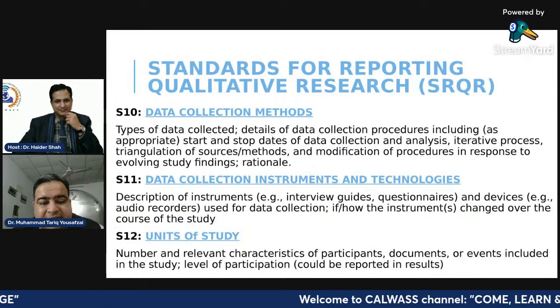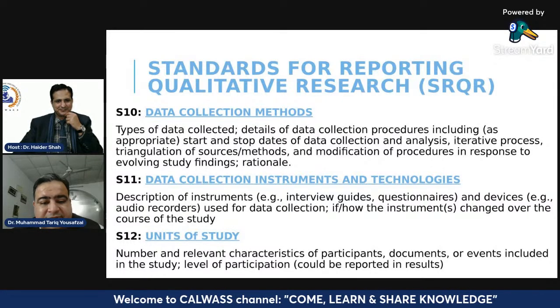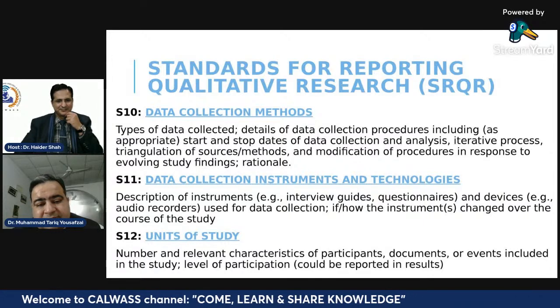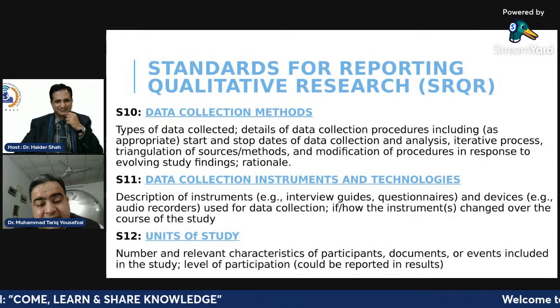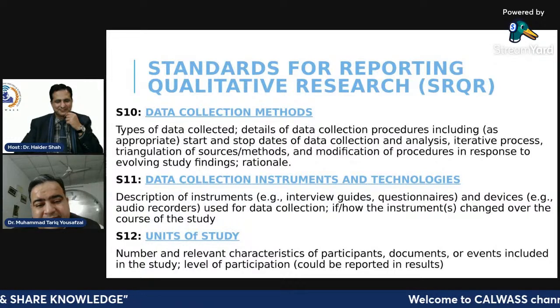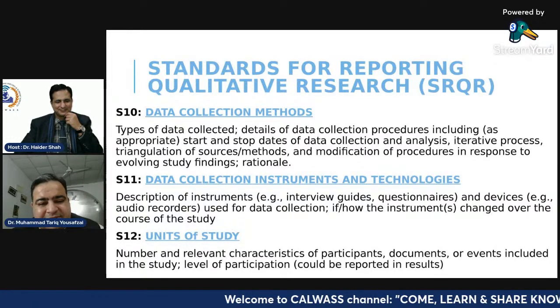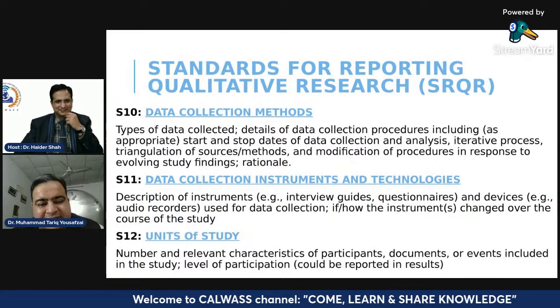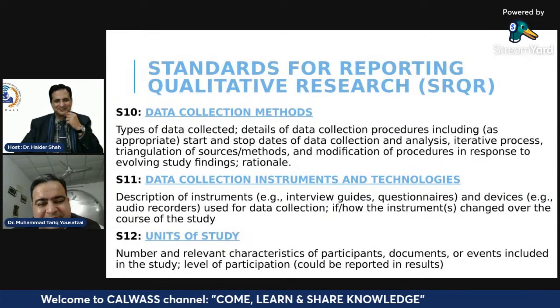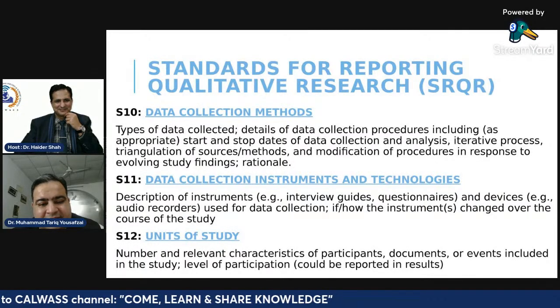With regards to data collection instruments, in qualitative research we call it an interview guide, whereas in quantitative studies we call it a questionnaire. Still, some people who use mixed methods also refer to it as a questionnaire. But I would say for a grounded theorist, it is a bit naive to call it a questionnaire. We should better call it an interview guide.